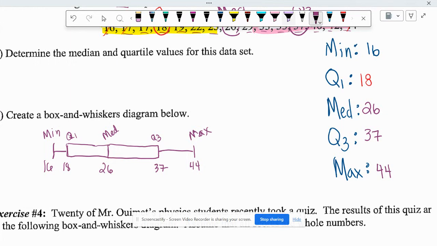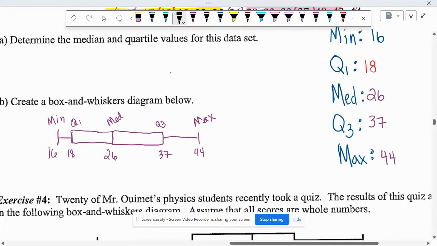Okay. What do you think? Good? Do you guys feel like this is easy peasy?